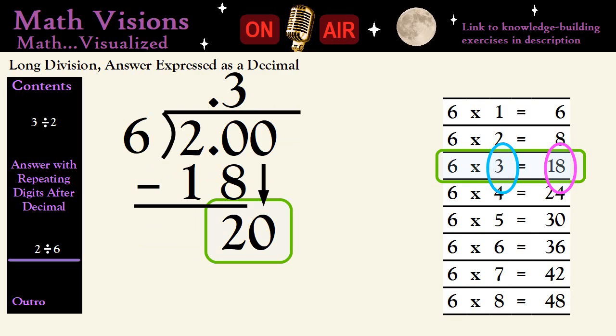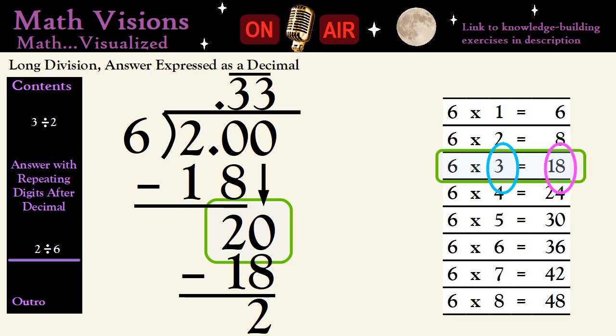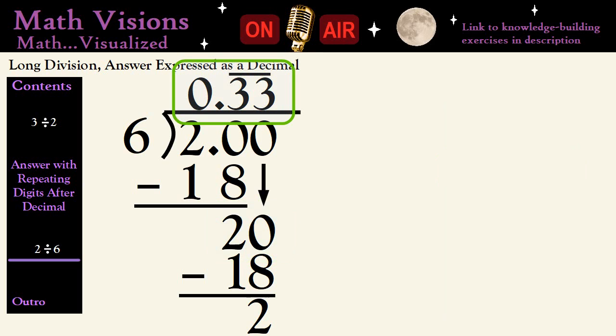Once again, we are attempting to divide 20 by 6. Since we already know that 6 can go into 20 about 3 times without going over, we write another 3 in our answer. Since 6 times 3 is 18, we subtract this from 20 and once again get a remainder of 2. We can go ahead and write a horizontal line over 3 and our answer of 33 hundredths. Since our answer is less than 1, we can write a 0 to the left of the decimal in our answer.